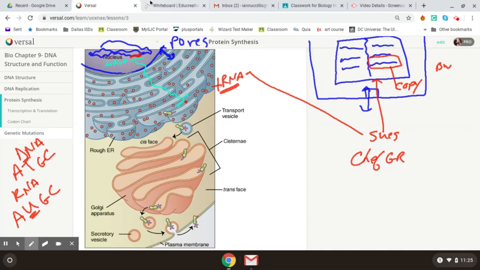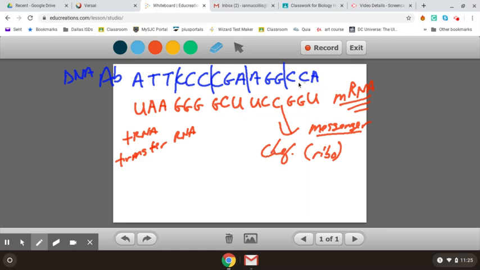Now one thing I want to tell you is that the process of making this piece of DNA into a piece of messenger RNA has a name, and that name is transcription. This process of DNA to messenger RNA is called transcription. So we've gotten one out of the two things. We want to do transcription and translation. This is the transcription part.